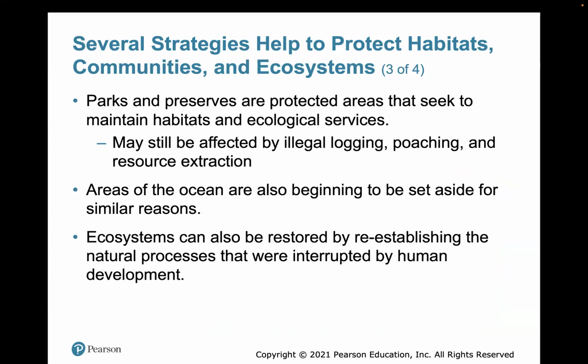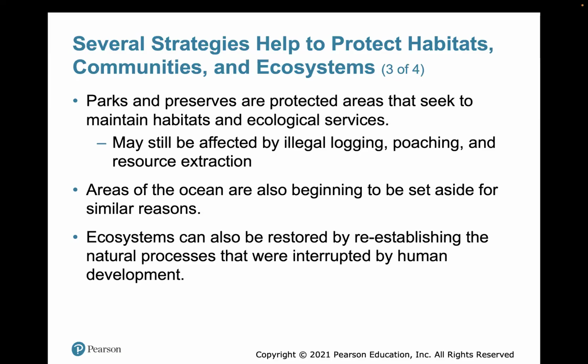All right, we're at the end of the lecture. So several strategies help protect habitats, communities, and ecosystems. You probably go for a hike and you're not allowed to do certain things in hiking spots or in the national parks where people usually go hiking. So those are protected areas.